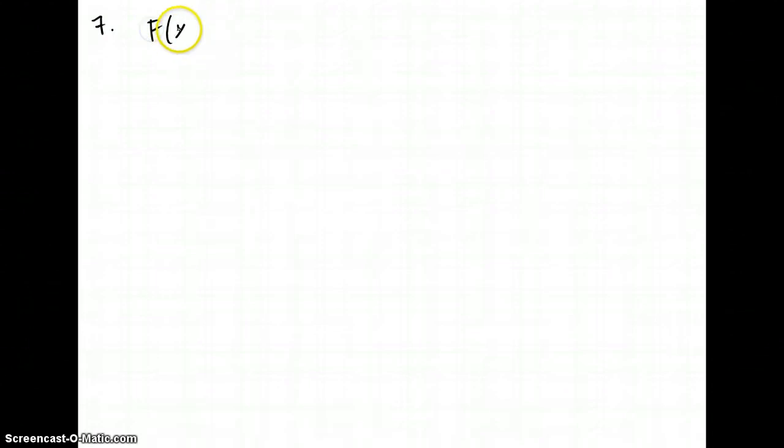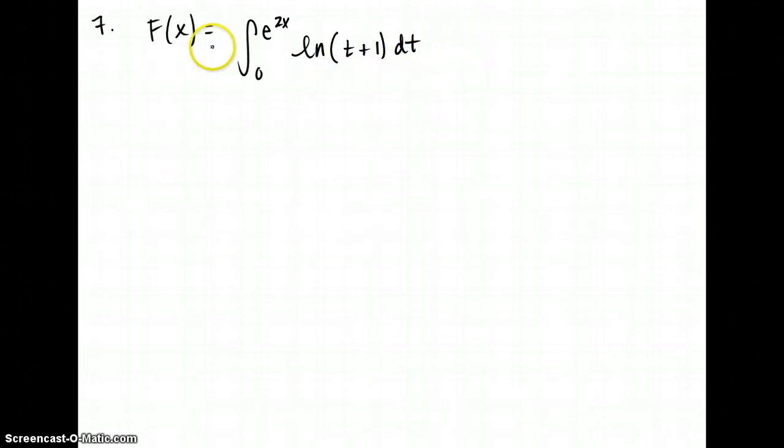Okay. Big F of x is defined as the integral from 0 to e to the 2x of natural log of t plus 1 dt. Alright, so we're defining the antiderivative as whatever this antiderivative would be. You can't do this by hand. You can't integrate the natural log function.